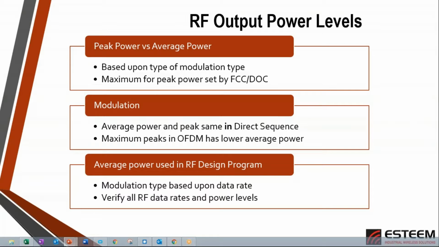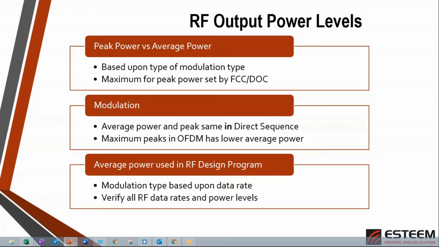Another thing that we need to consider here is the fact that one phenomenon that occurs, and the reason I want to bring this up is when you put in the RF design program, you'll see here that the power levels don't necessarily line up with what you expect to see as far as the specifications. The specifications are all written around what's called a peak power. That's how much energy that radio can actually transmit.